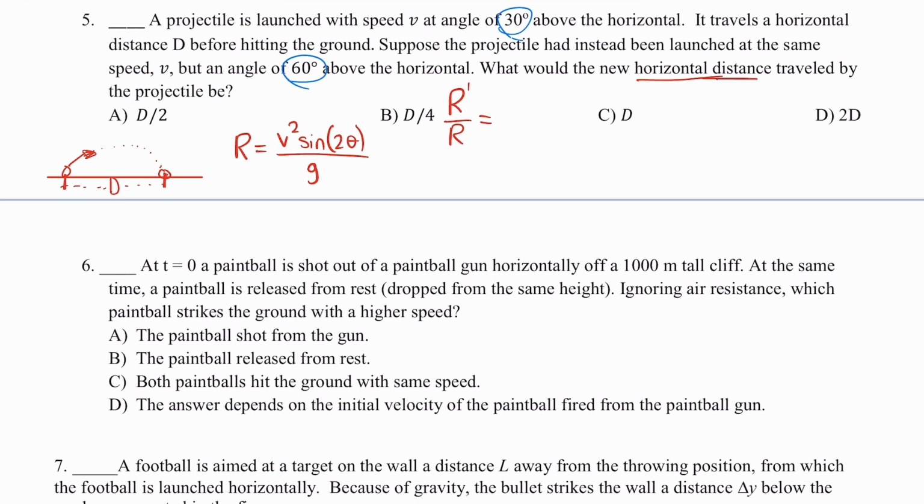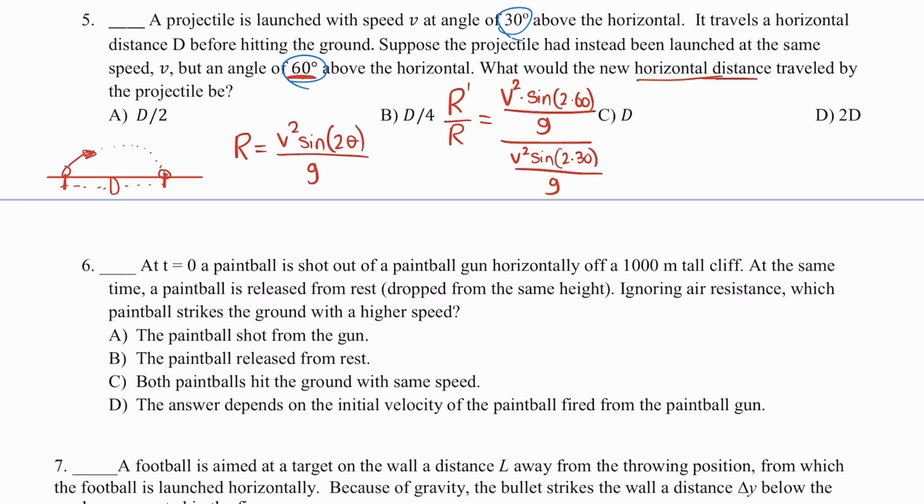So R prime is going to represent the range given a certain change to the initial conditions. The only change is to the launch angle. So let's see how we write that. This is going to be v squared times sine of 2 times 60 divided by g. This is my prime version, my changed version. Next, I'm going to write my original R in the denominator, which is going to be v squared sine of 2 times, in this case, 30 degrees, the original angle, divided by g.